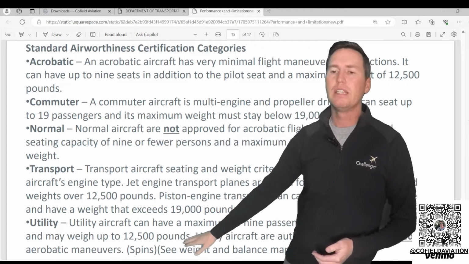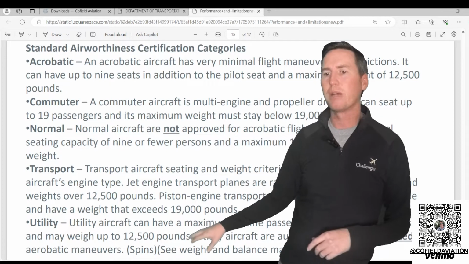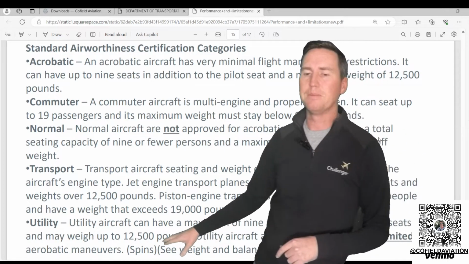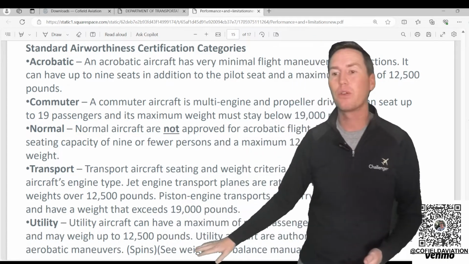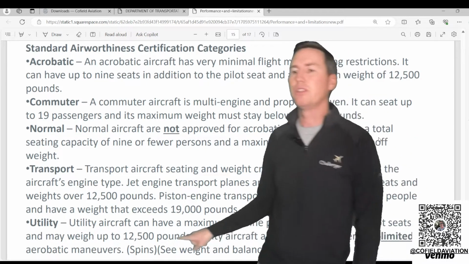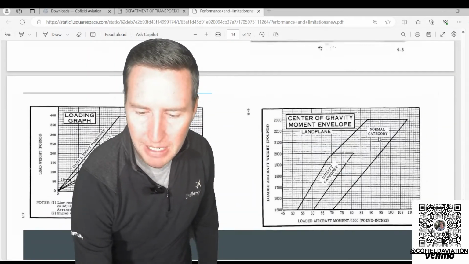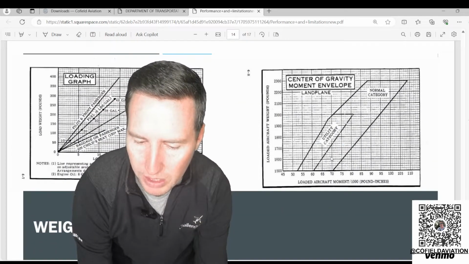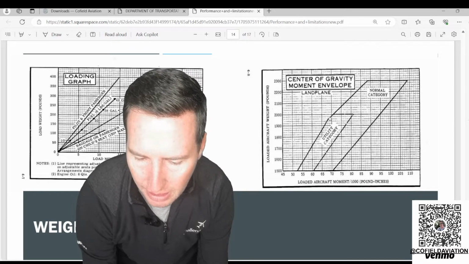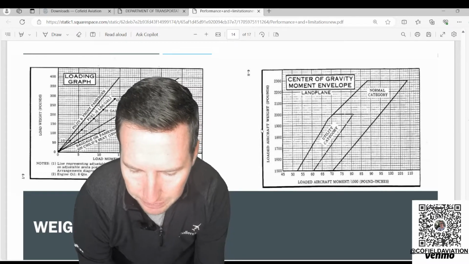Utility category is basically that the only aerobatic maneuver approved is spins. And again, see your weight and balance manual to tell you exactly what you can and can't do. So that is the main difference between normal and utility category. So your normal category, there are no acrobatic maneuvers allowed.